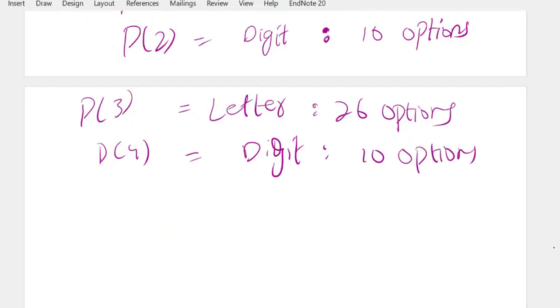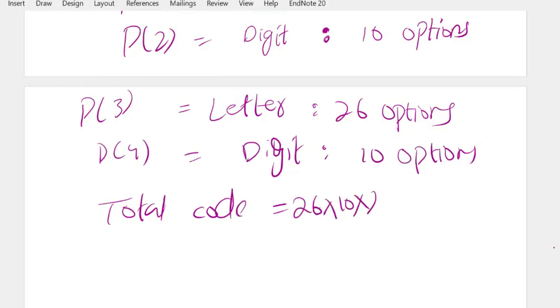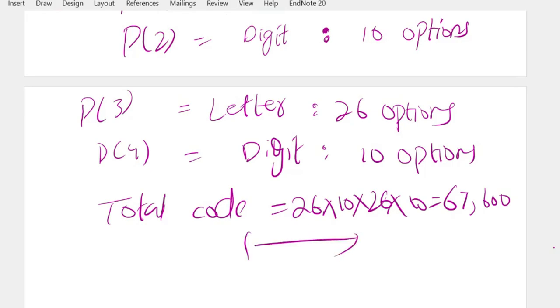Okay, so the total code count is 26 multiplied by 10, 26 multiplied by 10, and we got 67,600 codes. Okay, so this is the basic counting principle, right? So this is the required answer that we have to find in this question.